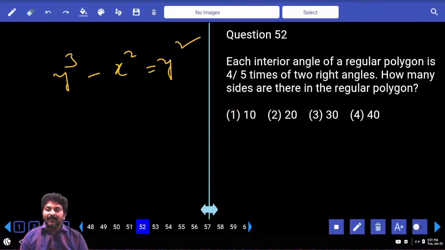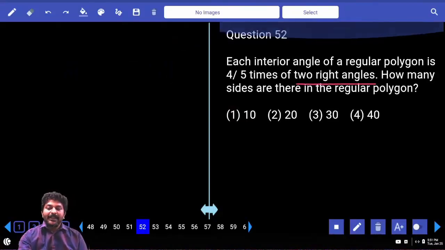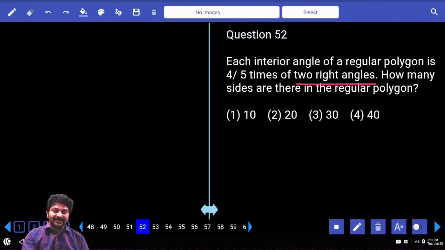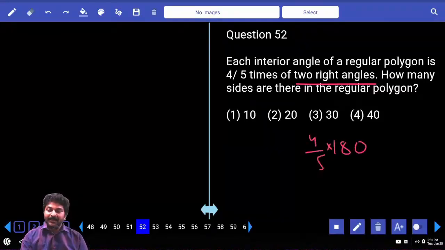Each interior angle of a regular polygon is 4 by 5 times of two right angles. Two right angles in the sense 180, and it is 4 by 5 times of it. How many sides are there in the regular polygon?